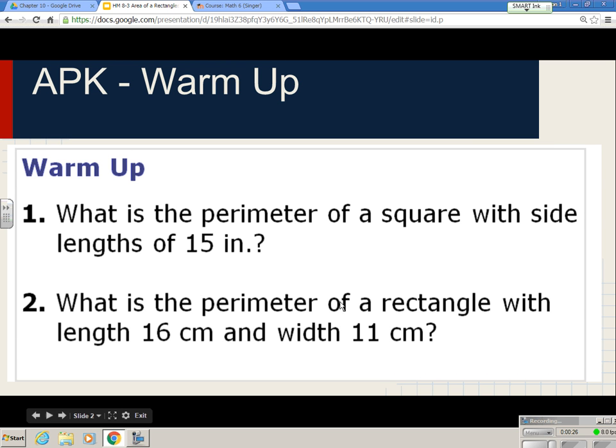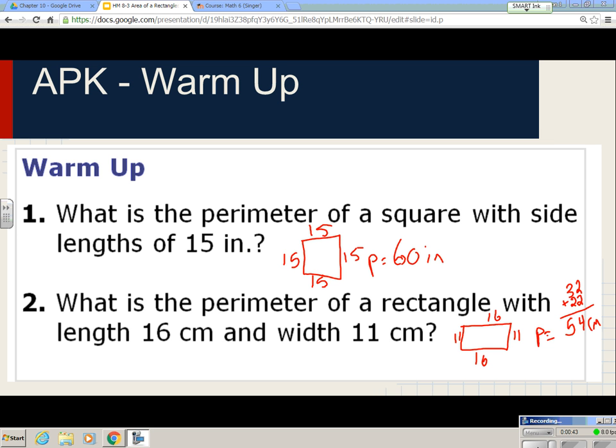All right, here's your warm-up. Try to tell me what the perimeter of a square with side lengths of 15 is. I think you should be able to do that. And what is the perimeter of a rectangle with lengths 16 centimeters and 11 centimeters? Come back when you think you got the right answer.